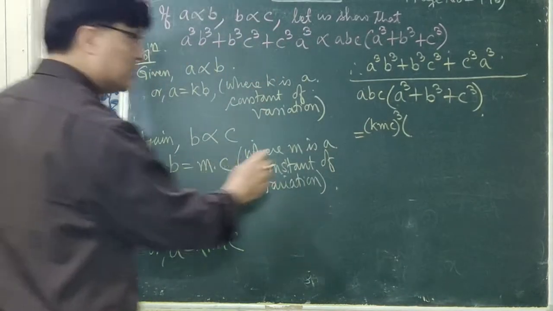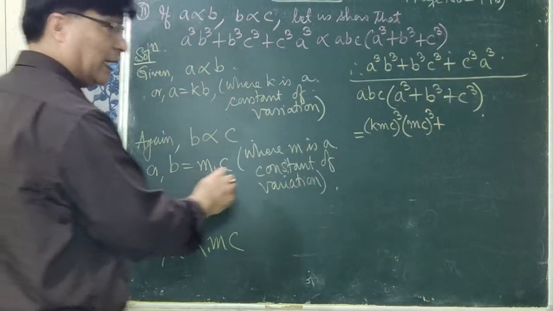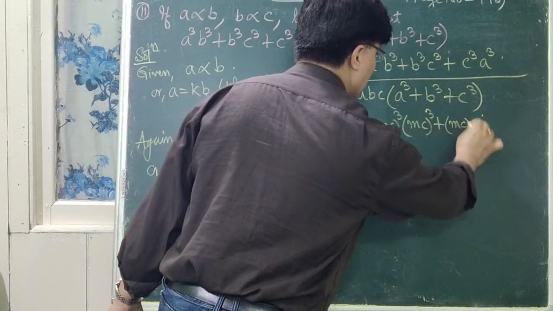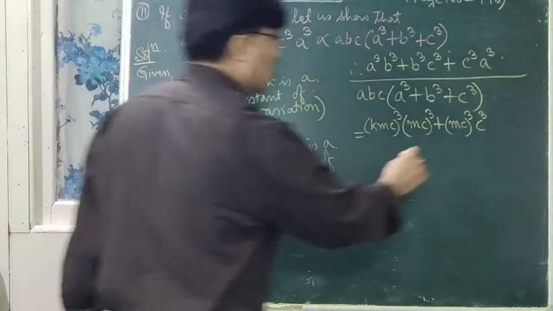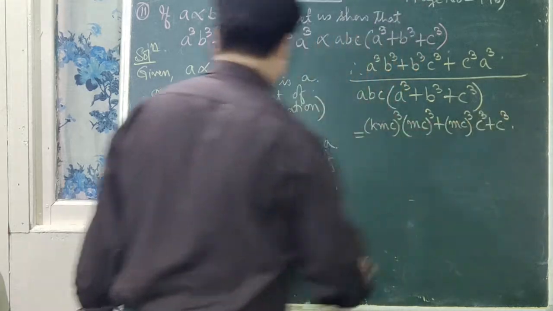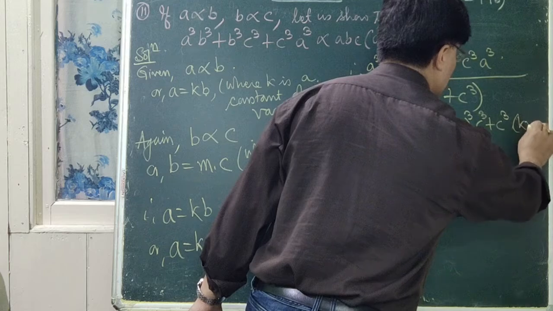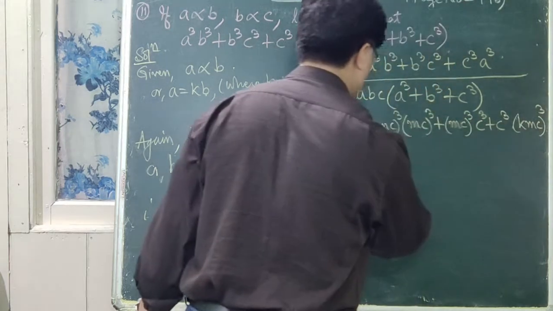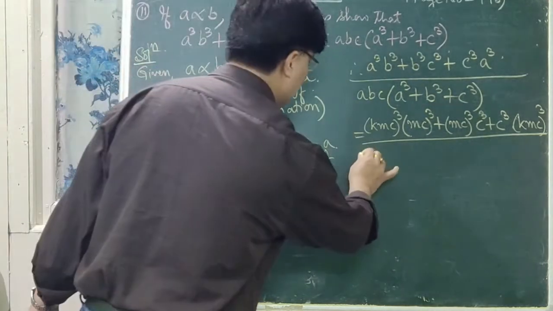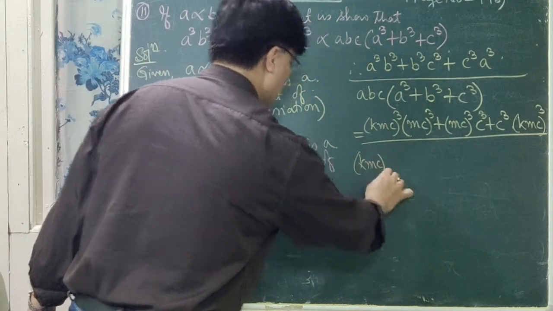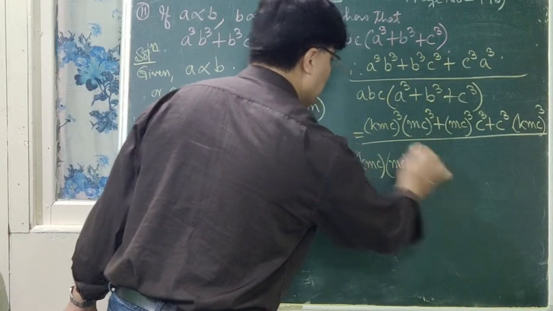What is B? MC whole cube. Plus again, what is B cube? MC whole cube. C we don't know, write C cube out here. Plus C cube into, what is A whole cube? That is KMC whole cube, whole divided by, in the denominator write A. What is A? KMC. What is B out here? MC. And here C is C only within the second bracket.